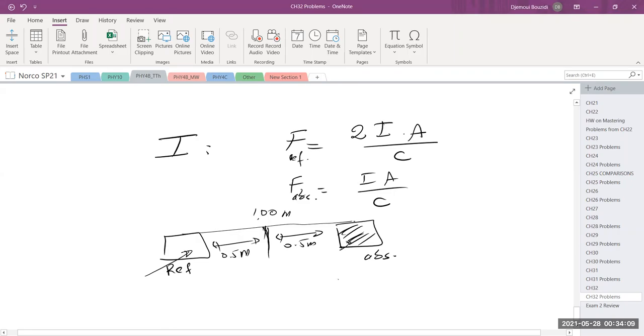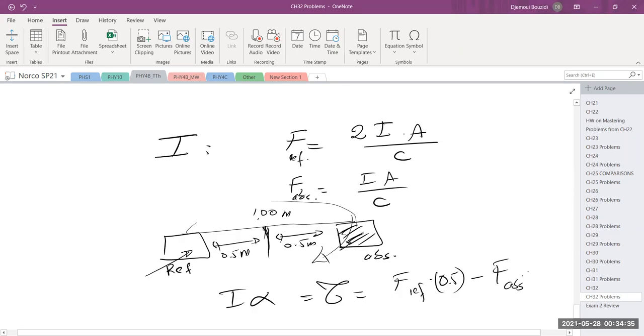Okay. So now you have the torque. The torque is going to be basically the force of the reflecting material times 0.5. The torque has a minus for the other one because it is opposite to it. This is actually the motion. If this is the case, it's going to be clockwise. That's fine. So the torque, which is I alpha, is equal to, in this case, the force of the absorbing material times 0.5. But this one is half this one. So there is a net torque in here, in other words. So this is the net torque. And that will result in an angular acceleration.